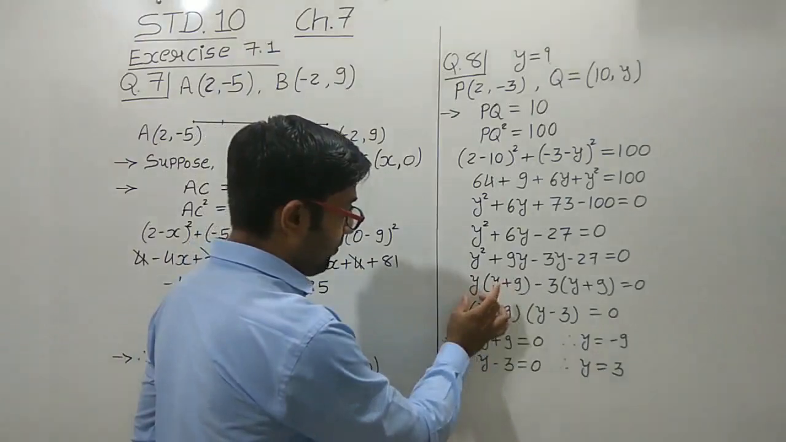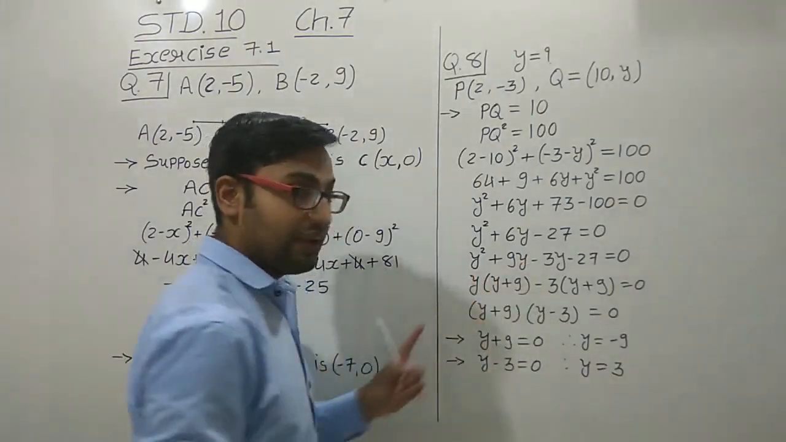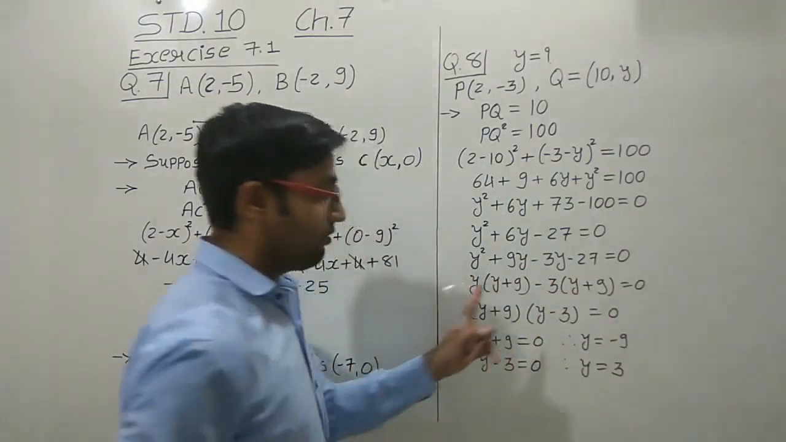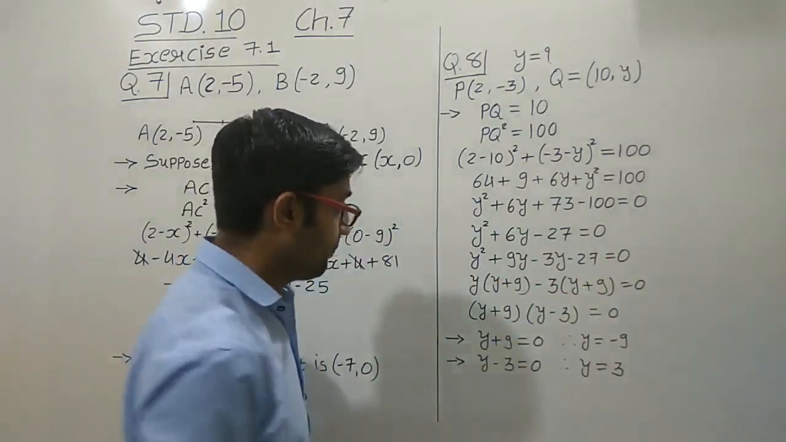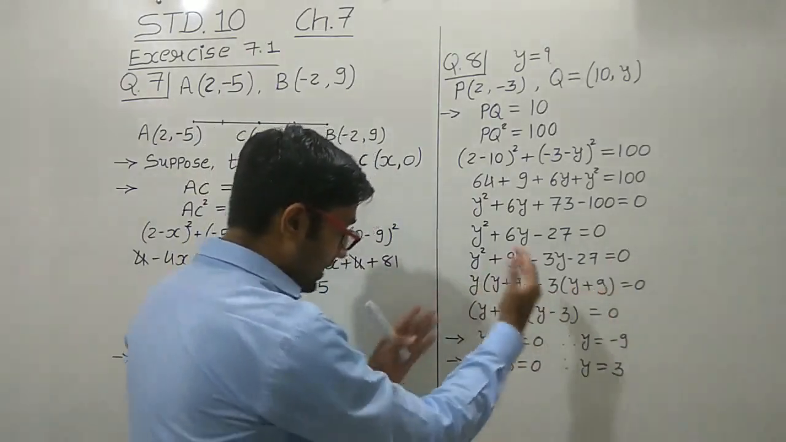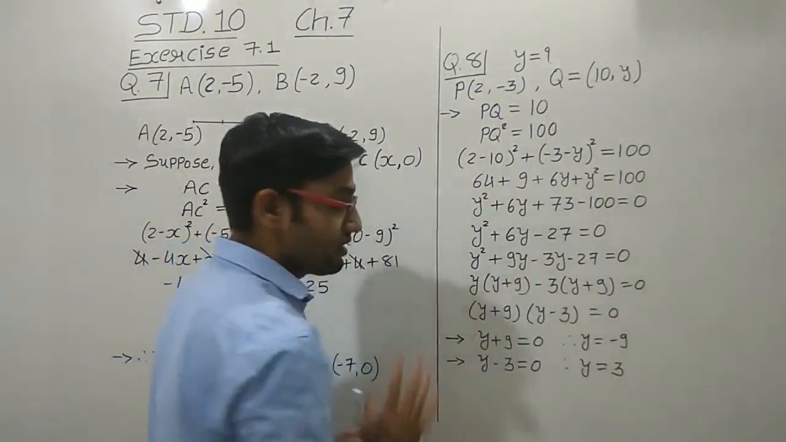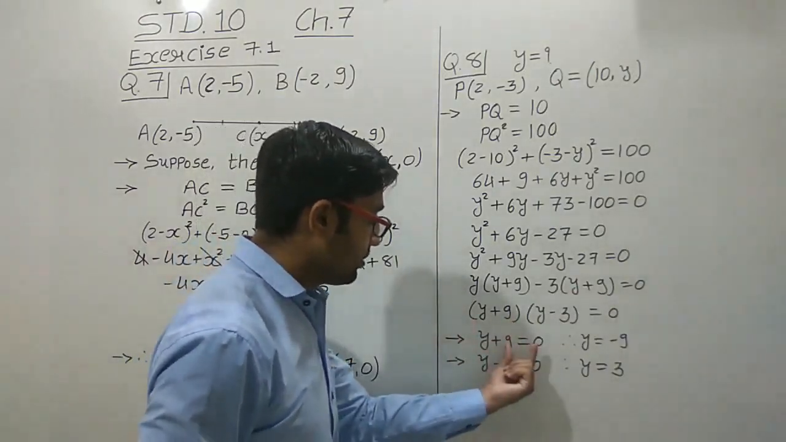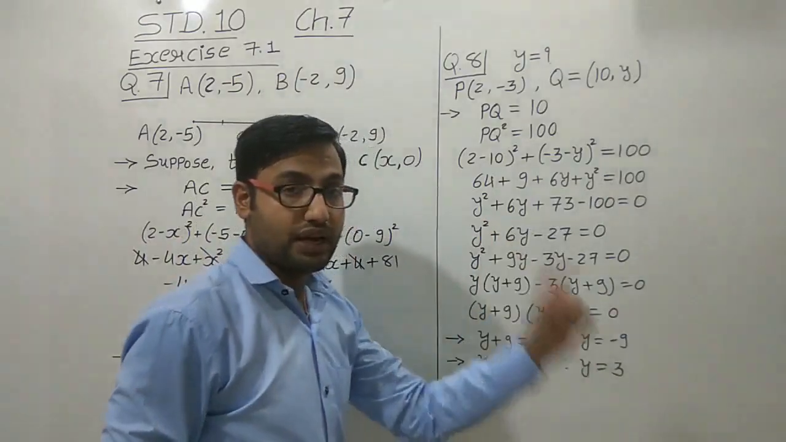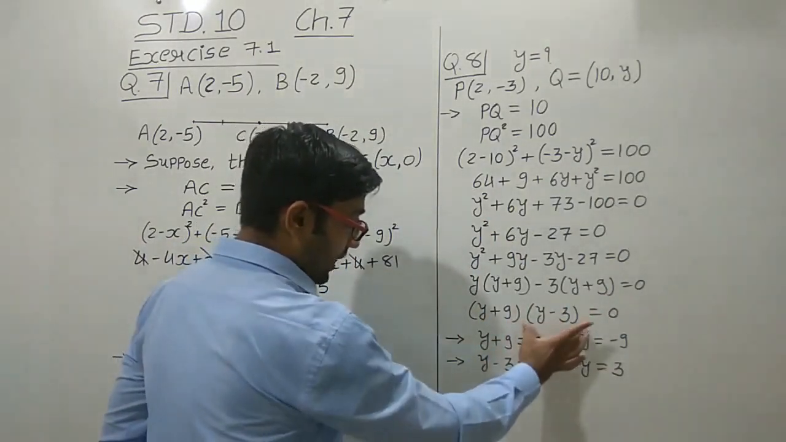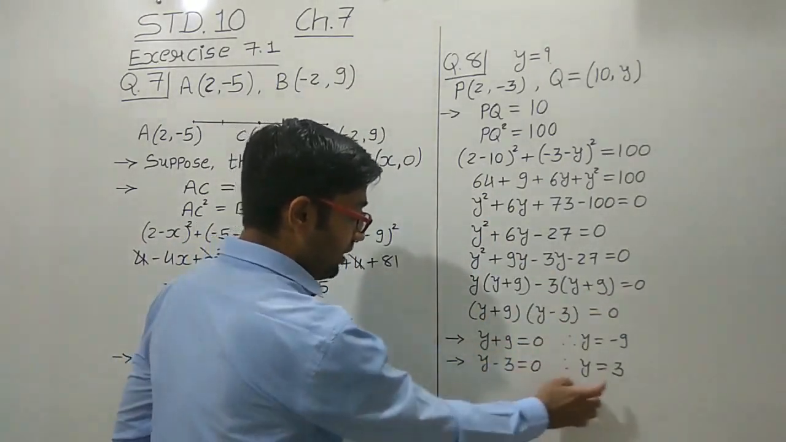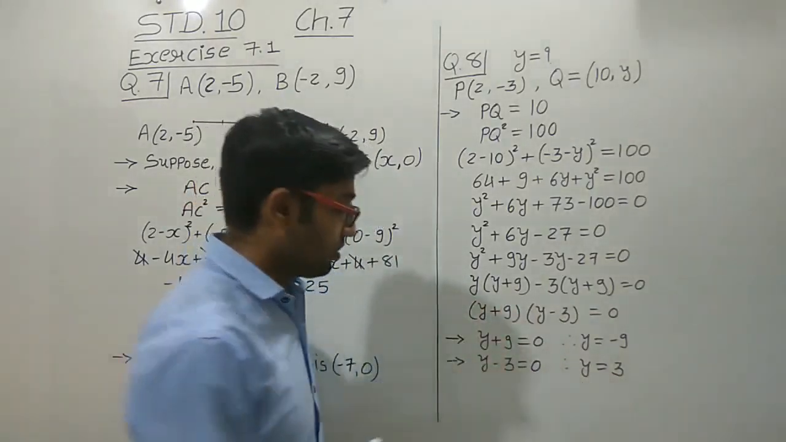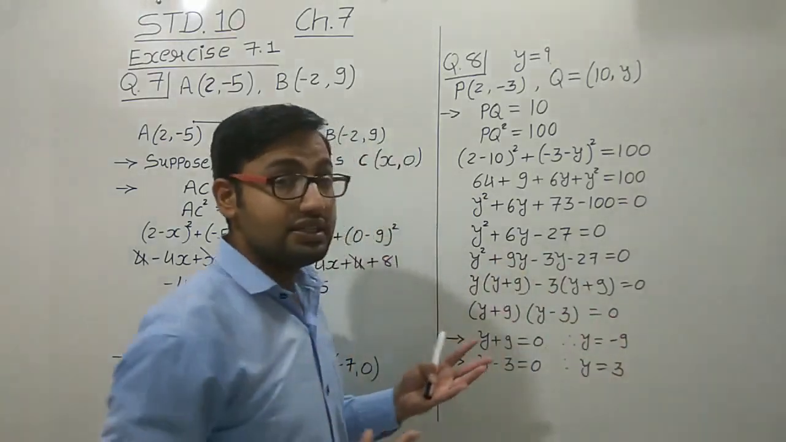Now by taking y as common, what will remain? Only y plus 9. And by taking minus 3 as common, again y plus 9 will remain in the bracket, is equal to 0. So by taking y plus 9 as common, y minus 3 will remain. That is equal to 0. Now when we compare y plus 9 with 0, we get the value of y is equal to minus 9. And by comparing y minus 3 with 0, we get the value of y is equal to positive 3. So these are the two values. One is minus 9, second one is 3.